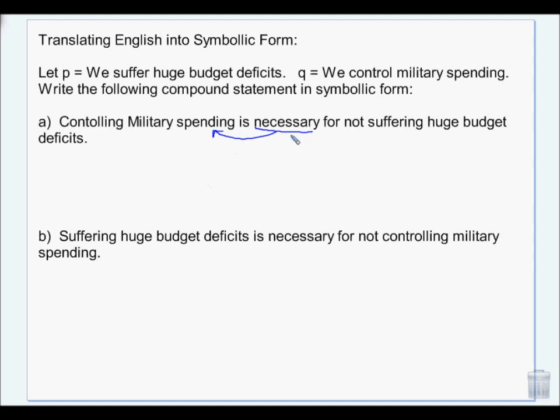So not suffering huge budget deficit, so not P, then Q. Q is necessary, so necessary has to come after the arrow. Okay. Suffering huge budget deficits is necessary, so this part is necessary. That's P. That comes after the arrow. For not controlling military spending, so Q, not Q. Okay, so when they have a part of the sentence followed by necessary, if something is necessary, it has to go at the end of the arrow.